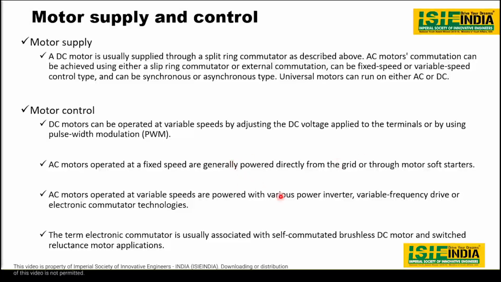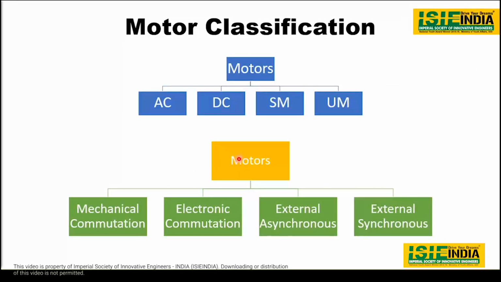So the fixed speed and so on, these things we can understand in the next session, right? As of now, what we have discussed is motor classification: definition, operation, and classification. So AC, DC, special motors, and universal motors. That is one simplest major thing. And after that, mechanical commutation and electronic commutation. In the electronic commutation, synchronous is one classification.